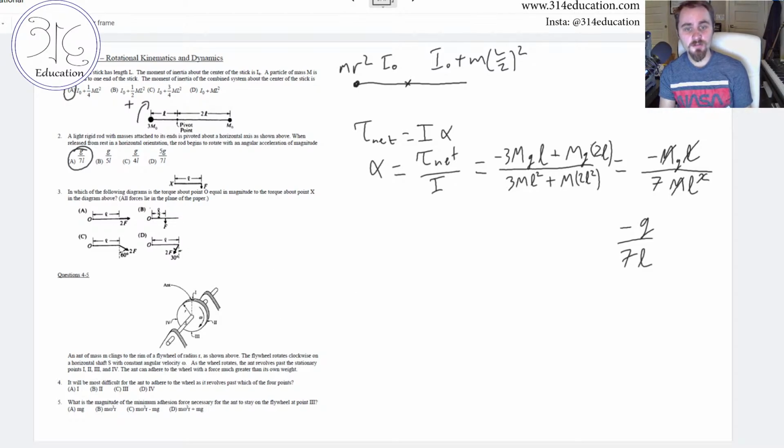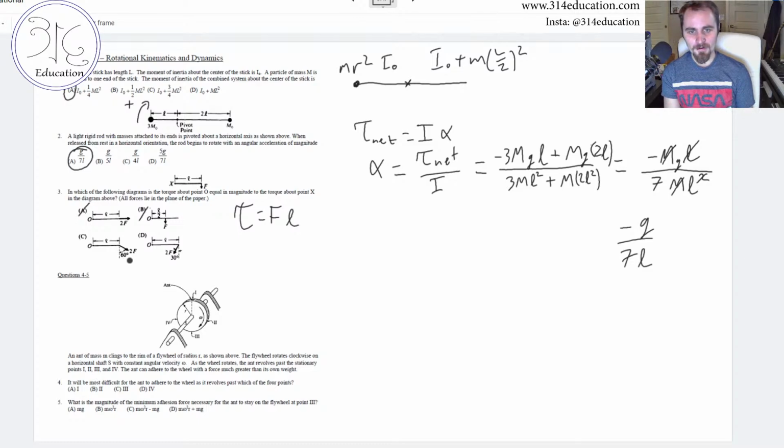Next we have, in which of the following diagrams is the torque about point O equal in magnitude to the torque about point X in the diagram above? Okay, so we have a force of magnitude F operating at a distance L away. So we want a magnitude of F times L. Oh, and so we can rule out A and B right away, because B is going to be the same case but with half the length, so nothing can really help that. And then A is pulling off to the side, so that's actually just going to be a torque of 0.